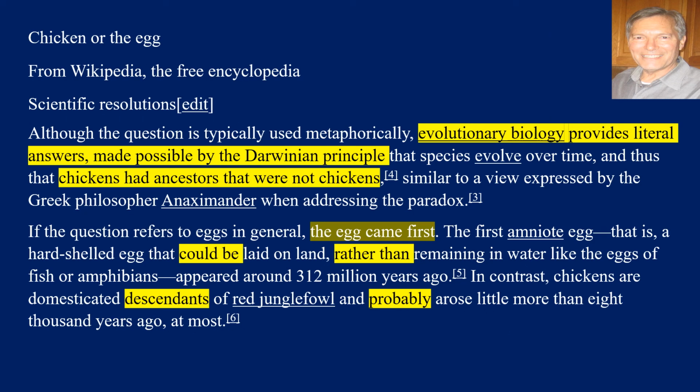Now, in this discussion, let's look at another example. This one is what came first, the chicken or the egg? In Wikipedia, again, we see the scientific solution. This is the part that's under a scientific solution. It says, although the question is typically used metaphorically, evolutionary biology provides literal answers made possible by the Darwinian principle that species evolve over time, and thus that chickens had ancestors that were not chickens, similar to the view expressed by the Greek philosopher Alexander when addressing the paradox.